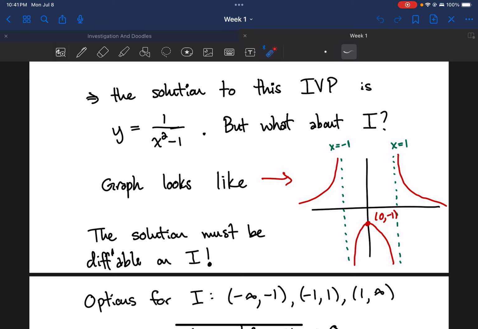And then the behavior in the middle is determined by plugging in some values in between those points. If you plug in x equals 0, you get y equals -1. If you plug in x equals 2, you get 1/3, which is a positive number. If you plug in x equals -2, you get 1/3, which is a positive number. And you can kind of see the shape of the graph.